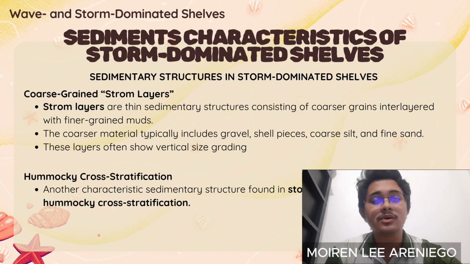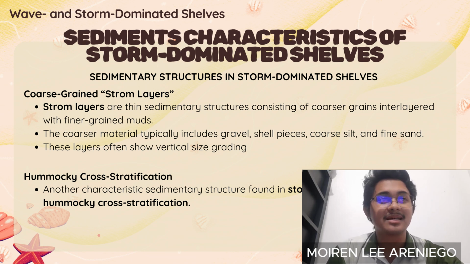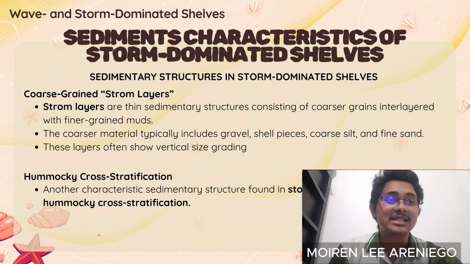Storm layers are also called tempestites and are described in considerable detail by Aigner in 1985. And according to Reineck and Singh in 1980, they are best developed on the inner shelf, but they have been found as far as 40 km from the east coast.